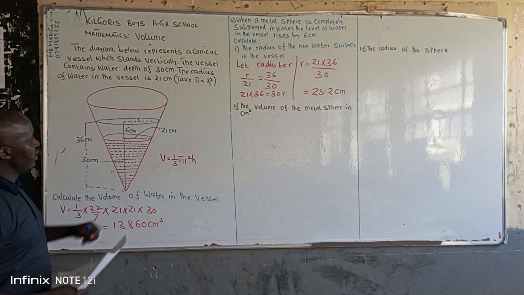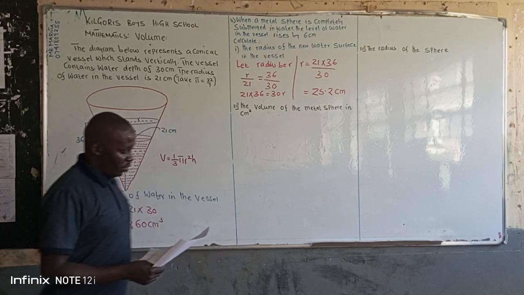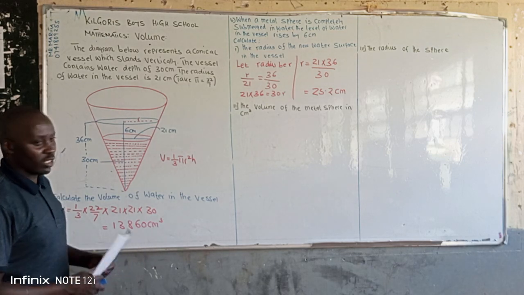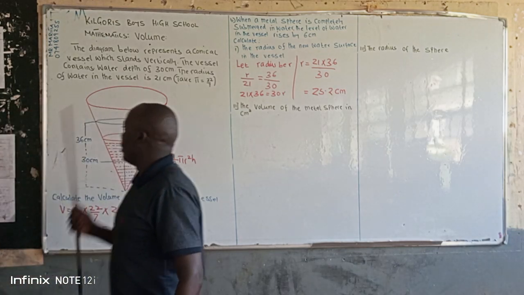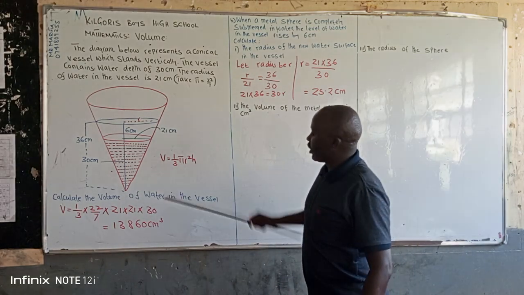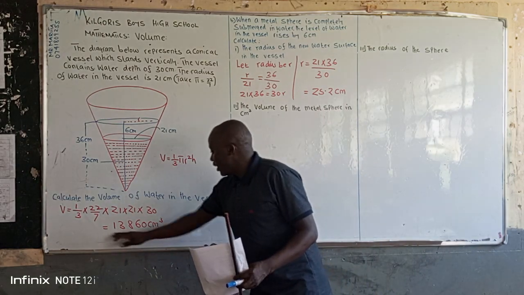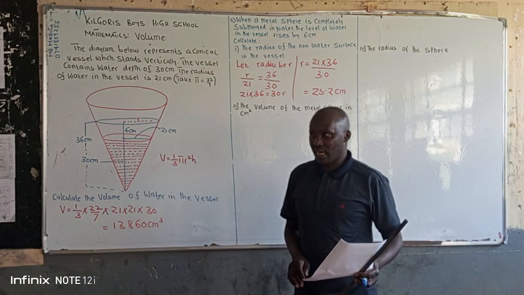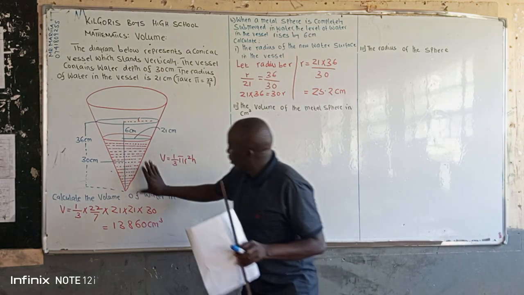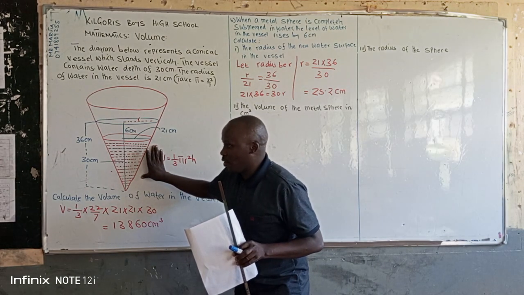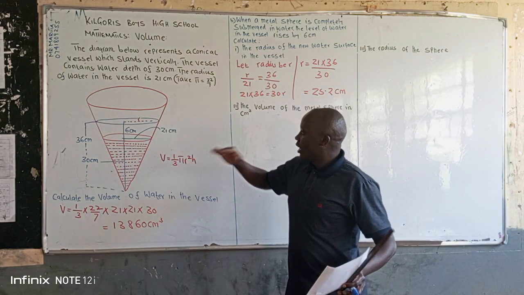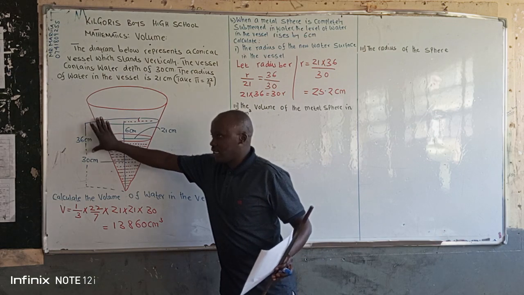Next, we are supposed to calculate the volume of the mesosphere in centimeters cubed. So how do you get the volume of this sphere? There are 2 things you need to understand. There is the volume of water initially, which was 13,860, and represents the volume of the smaller cone. Then we have the other volume, the new level of water. The new level of water is up to 36 centimeters.